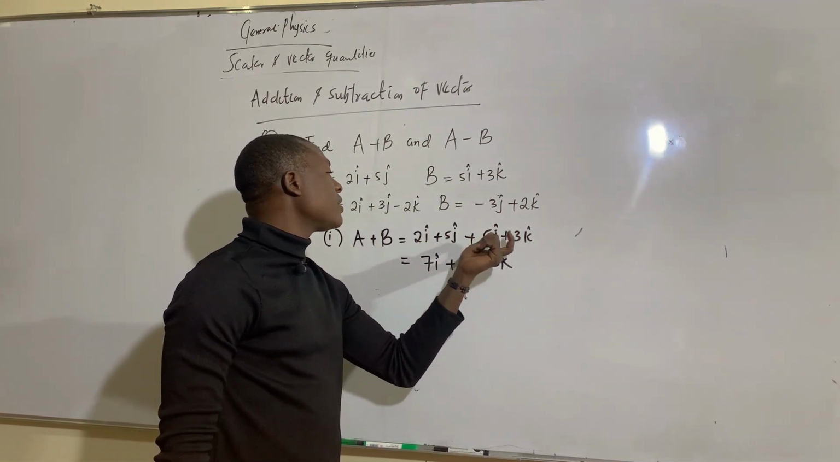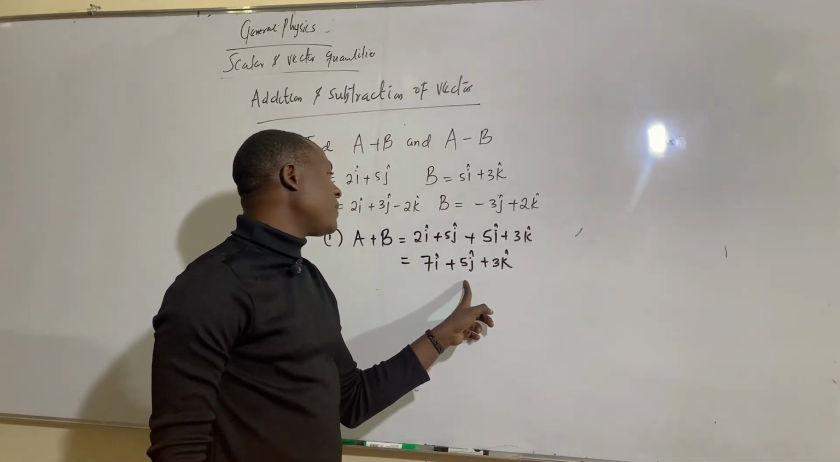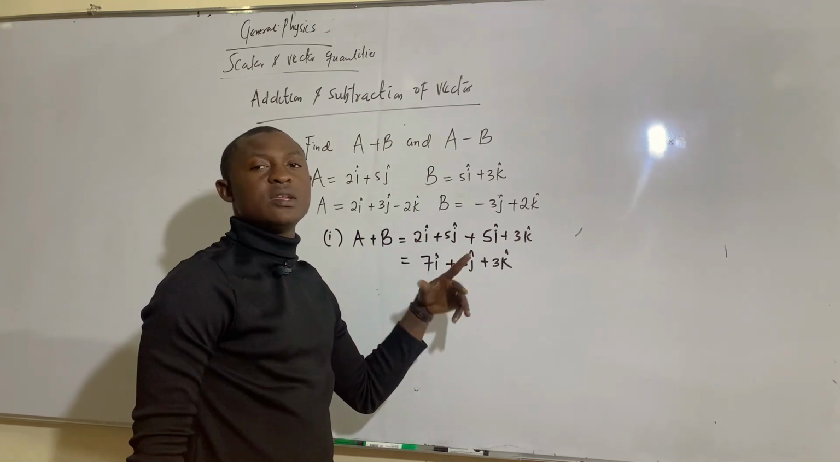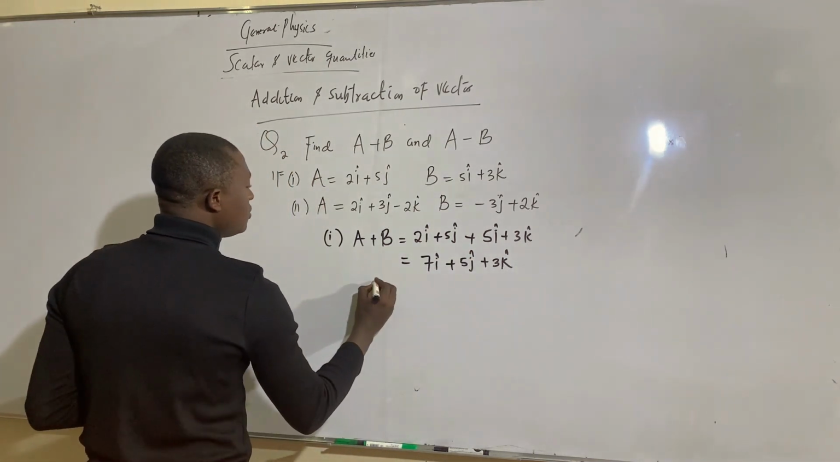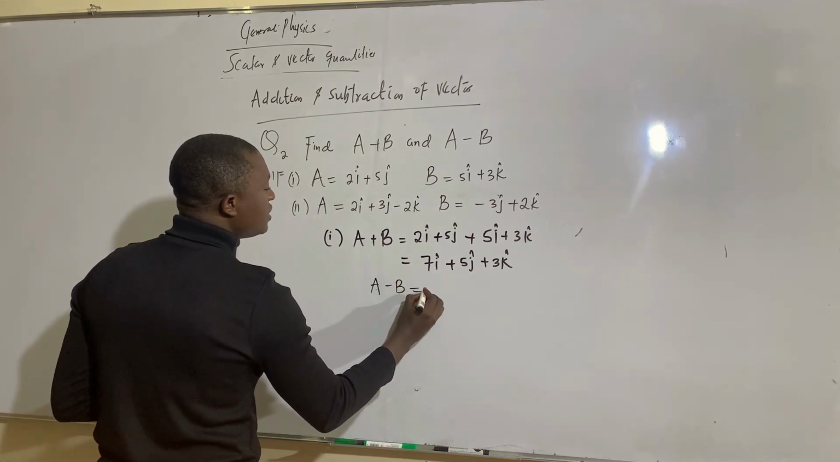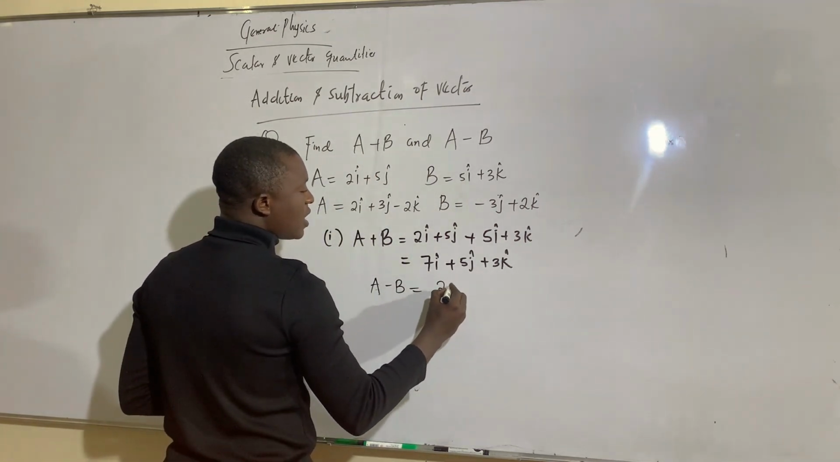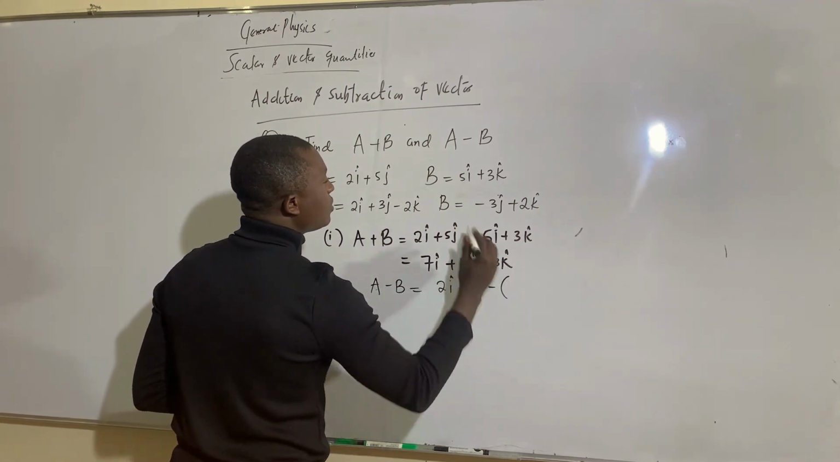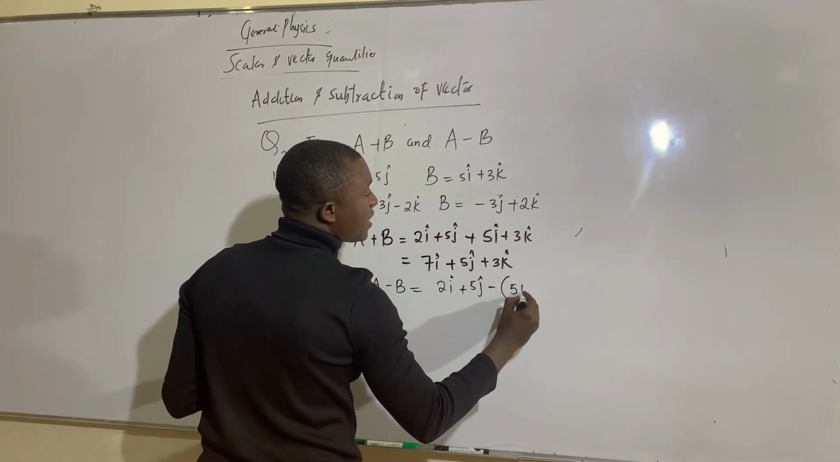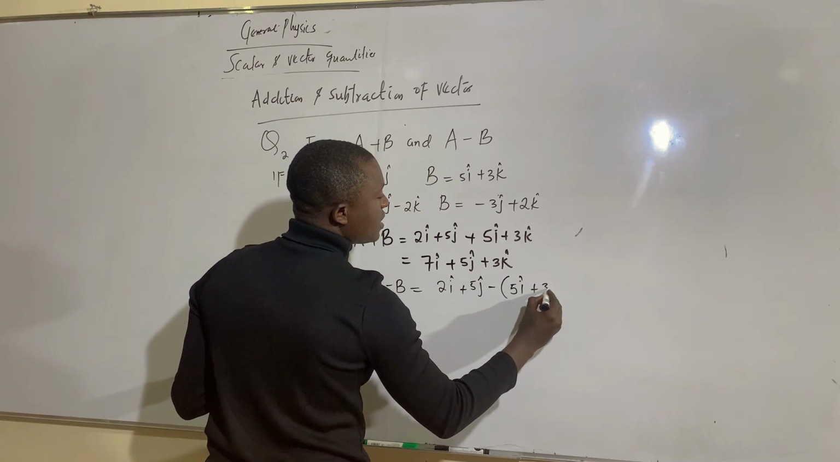So 5j, there's no j here, so that's why we have 5j. K is here, but there's no k here, so that's why we have 3k also. Now, we have to find a minus b. So my a is 2i plus 5j, right? Then minus our b is 5i plus 3k.